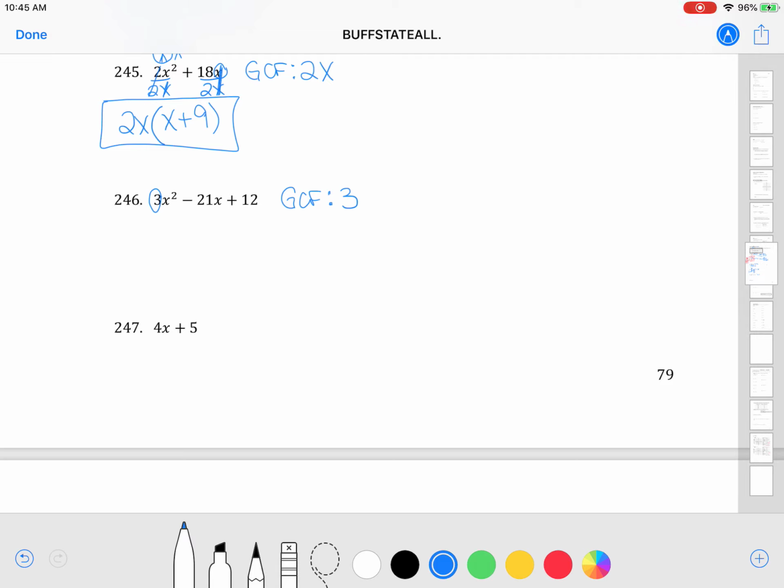Okay. Now I try to see if they have a variable in common. My first term has an x squared, my second term has an x, and my last term doesn't have a variable at all. Because of that, they don't have a variable in common, and I'm good to go.